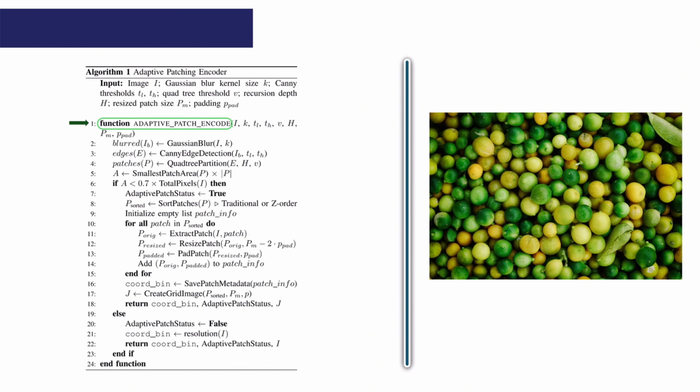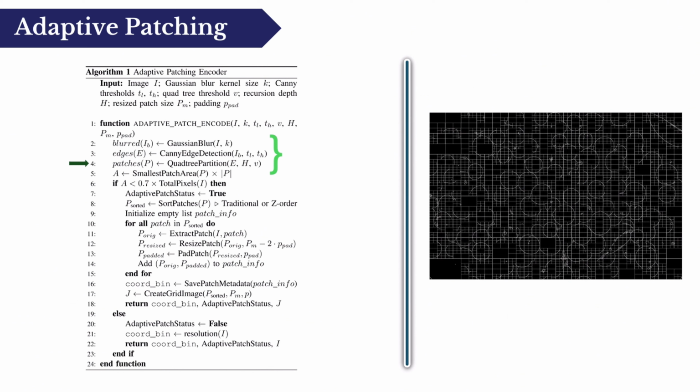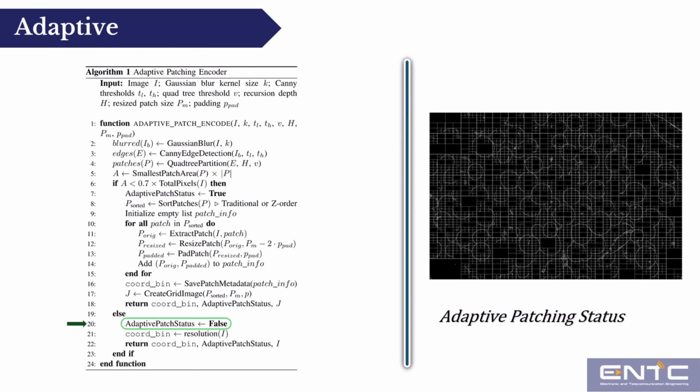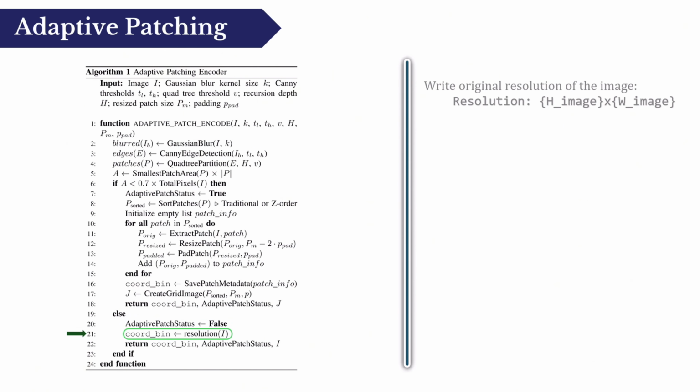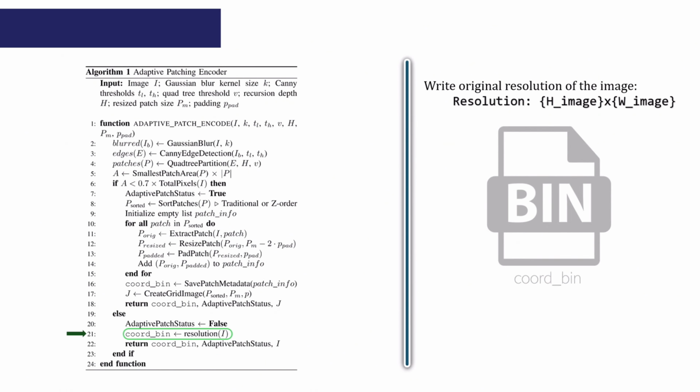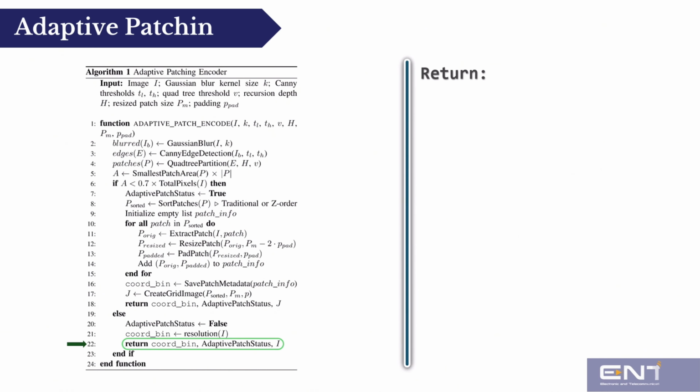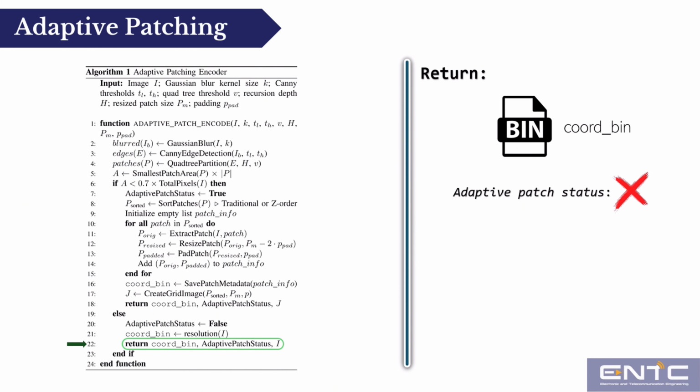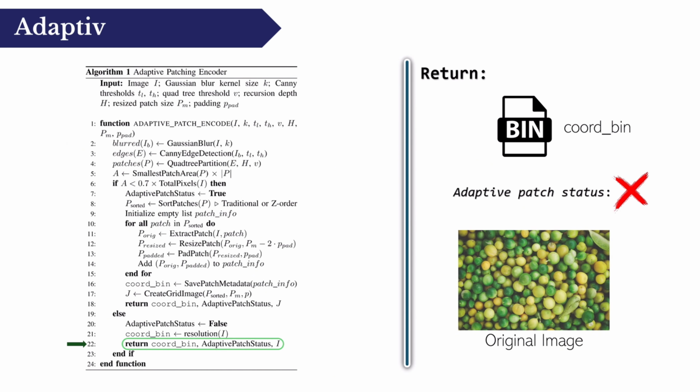Let us see when adaptive patching fails. This is the respective quad-tree partition image. Since the image details are distributed uniformly across the entire image, adaptive patching becomes inefficient. Here we will write only the original image resolution as the metadata into the coord.bin file. And here the module will return the metadata binary file, adaptive patching status as false, and the original image.